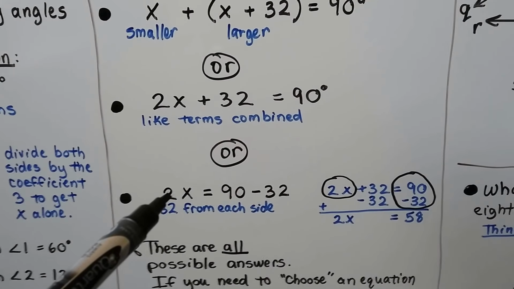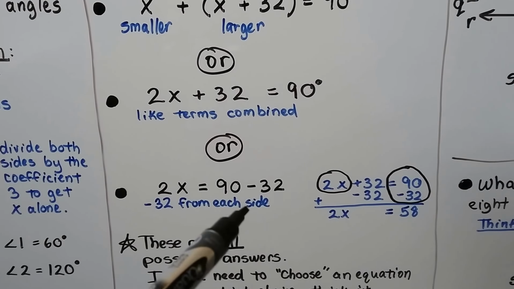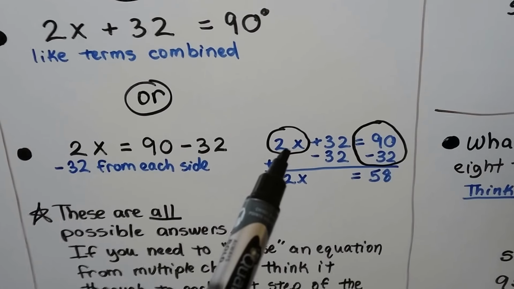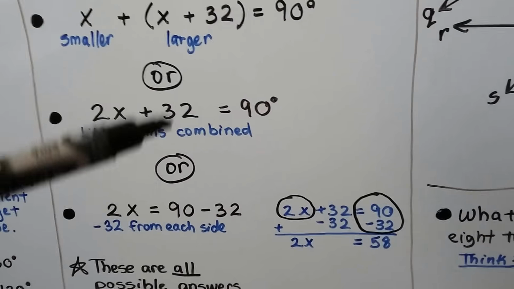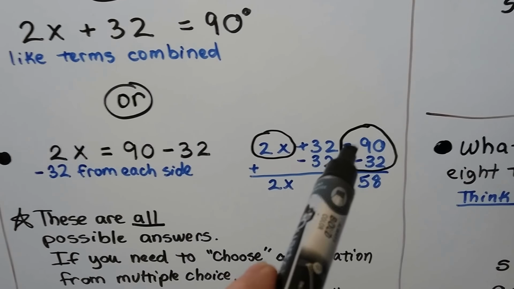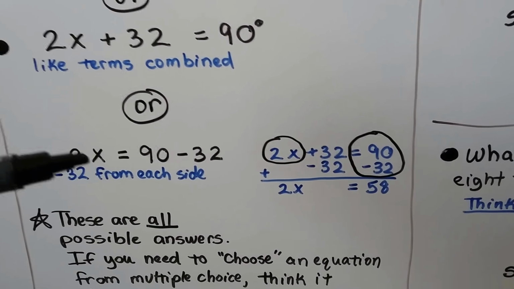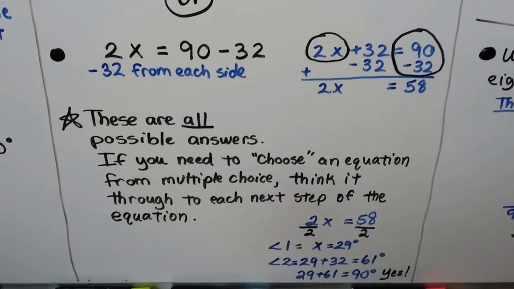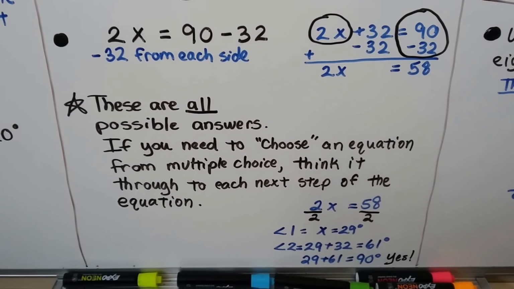It also might say 2x equals 90 minus 32 because they subtracted 32 from each side. What they did was, and you've seen this before in our videos, they did the 2x plus 32 equals 90, okay, because that was the next step after combining like terms. And then they took this 2x and said it equals 90 minus 32, which is 58, see? So they took this a little step further. So these are all possible answers. If you need to choose an equation from multiple choice, think it through to each next step of the equation.